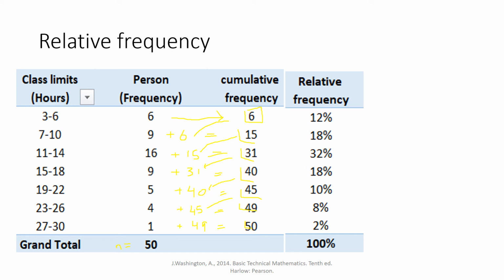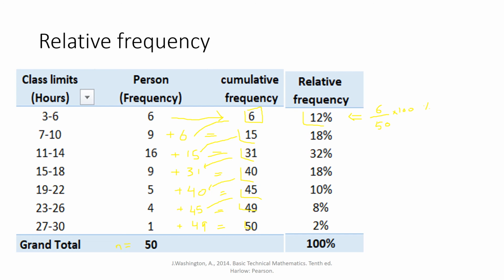Now I'm coming to relative frequency. Relative frequency is actually the frequency divided by the number of values and multiplied by 100, and of course we will get this answer.